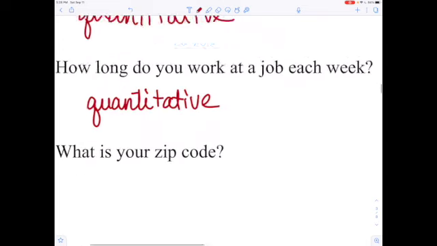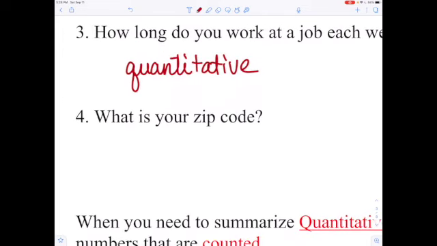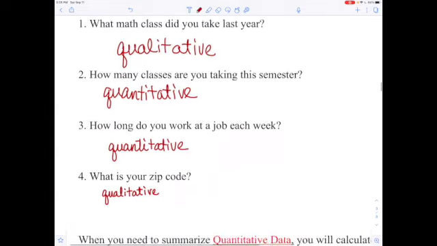So therefore, even though its number is qualitative, QUAL. So those are the 4 examples. And going on to the next one.